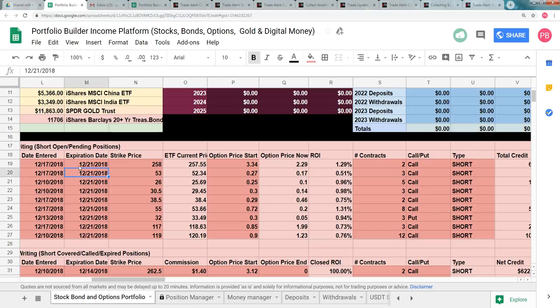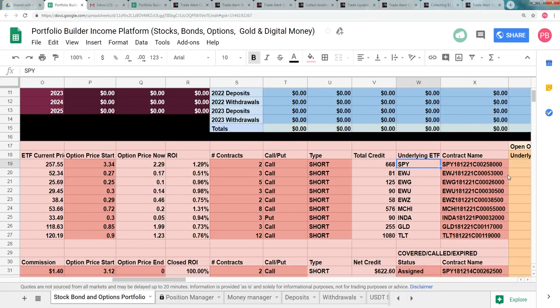Filling out these trades is quite simple. The date entered goes right here. The expiration date goes right here. The strike price, where we have written an option contract, goes right here. This is the premium we're collecting per share for writing the contract. This is the number of contracts. To get the total credit, this is multiplying by 100.